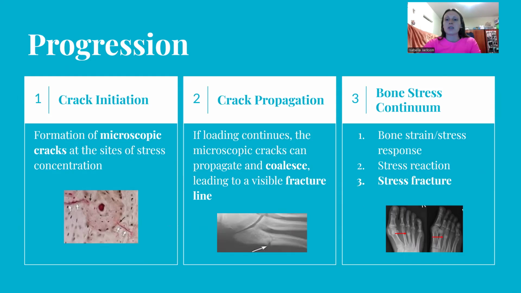The bone stress continuum. At first, we have a bone strain or stress response. The cells in the bone are stressed and they're beginning to weaken. They're breaking down quicker than they can build back up. Then that creates a stress reaction, which then develops into the stress fracture, where we can then see the fracture line as is seen in the x-ray right here.